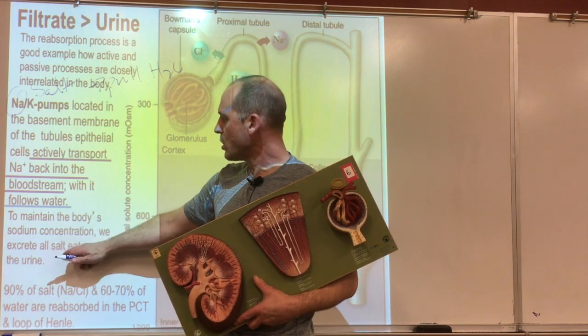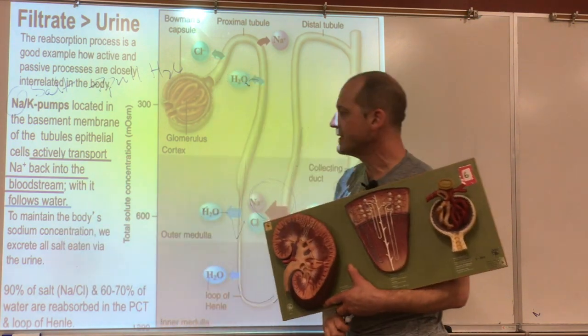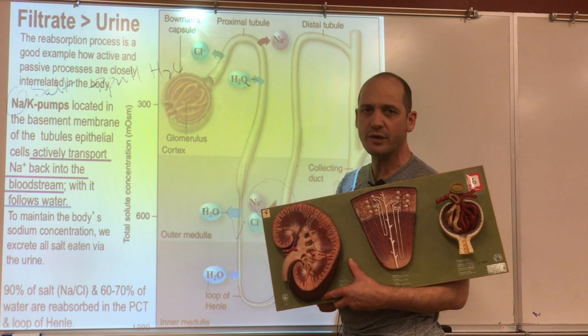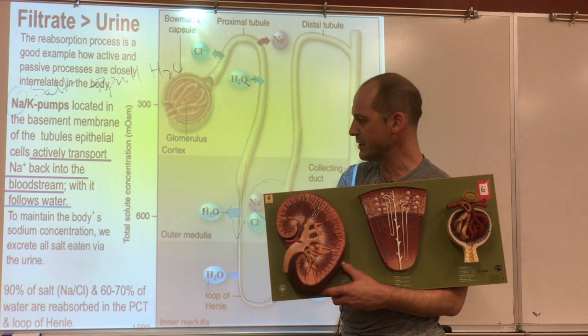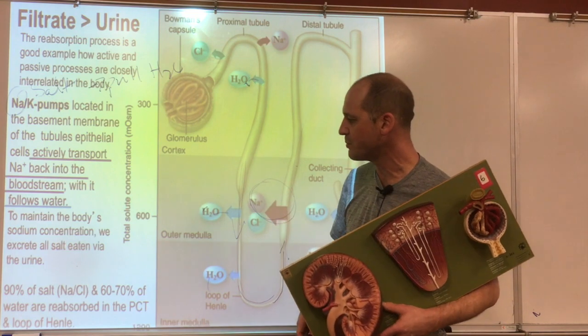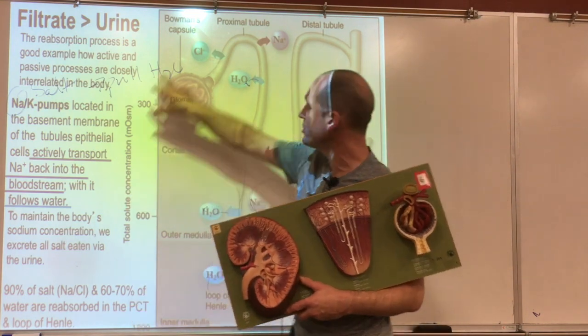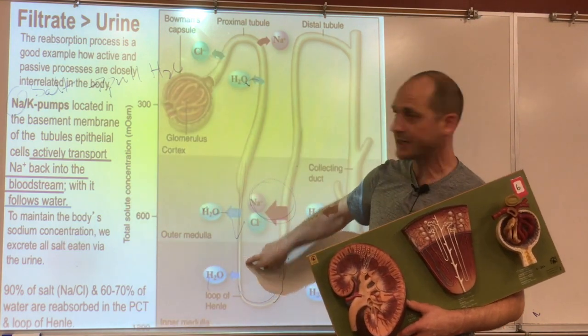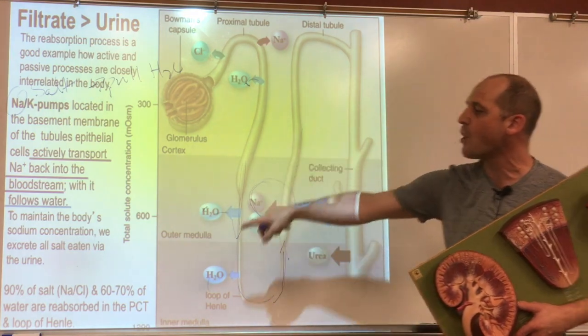To maintain the body's own sodium concentration, we excrete all salt eaten via the urine. That's just another factoid here. Nearly 90% of salt and 60-70% of water are reabsorbed within the first section, and then the second section to about here. So most of the water is absorbed in the early parts.